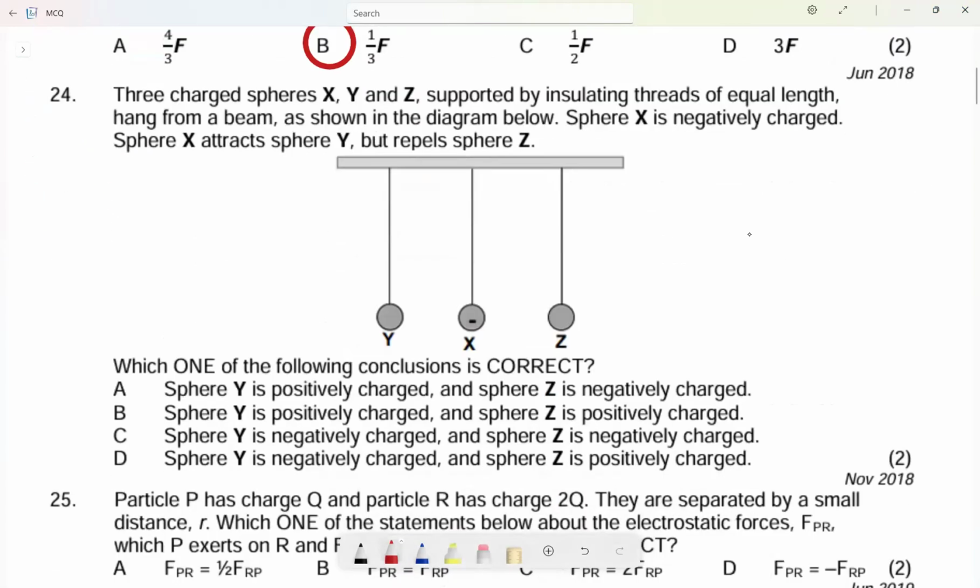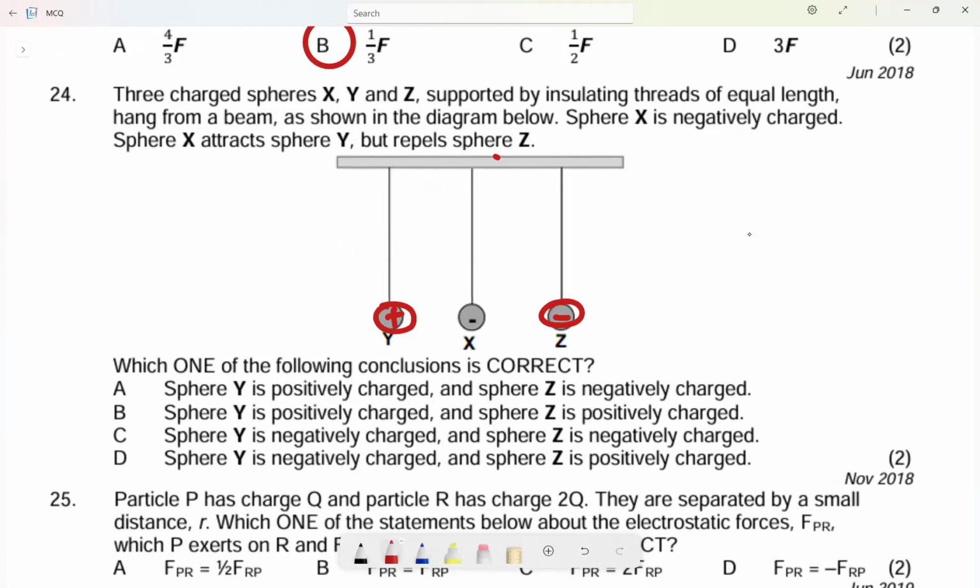Number 24. Three charged spheres X, Y, and Z, supported by insulated threads of equal length, hang from a beam as shown in the diagram below. Sphere X is negatively charged. Sphere X attracts sphere Y, so sphere Y is positive, but it repels sphere Z. So sphere Z is negative. Repel means the signs are the same.